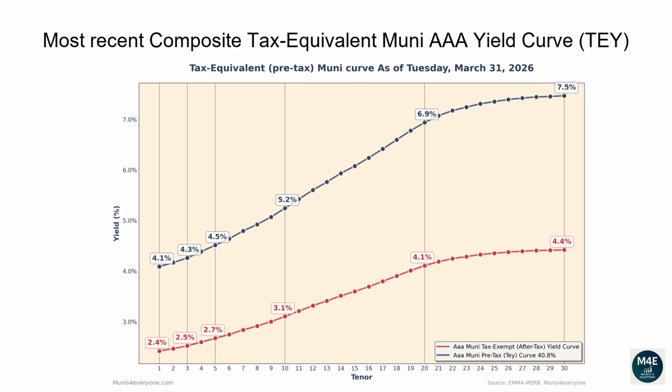The one-year tax-exempt yield is 2.42%, corresponding to a 4.09% tax-equivalent yield for investors in the top tax bracket. The two-year tax-equivalent yield is 4.17%. The 5-year tax-equivalent yield is 4.51%. The 10-year tax-equivalent yield is 5.24%. The 20-year tax-equivalent yield is 6.94%. The 30-year tax-equivalent yield is 7.47%.